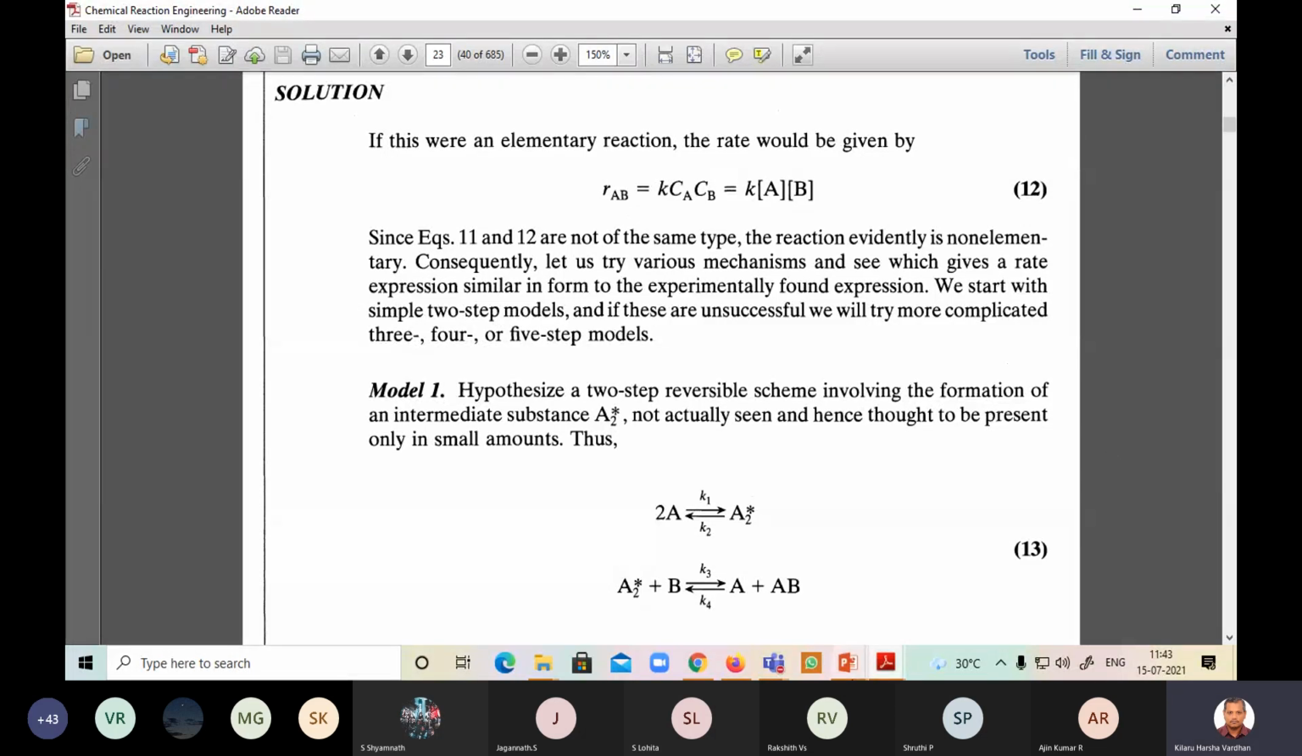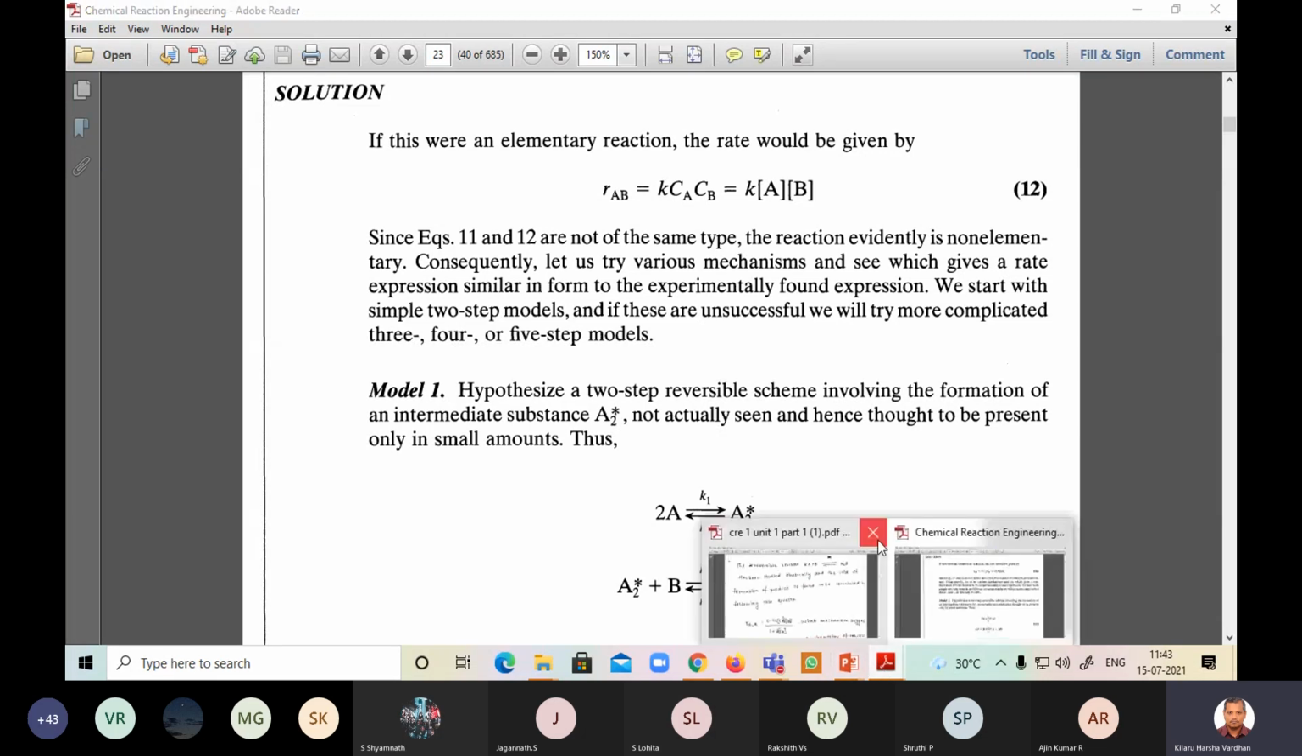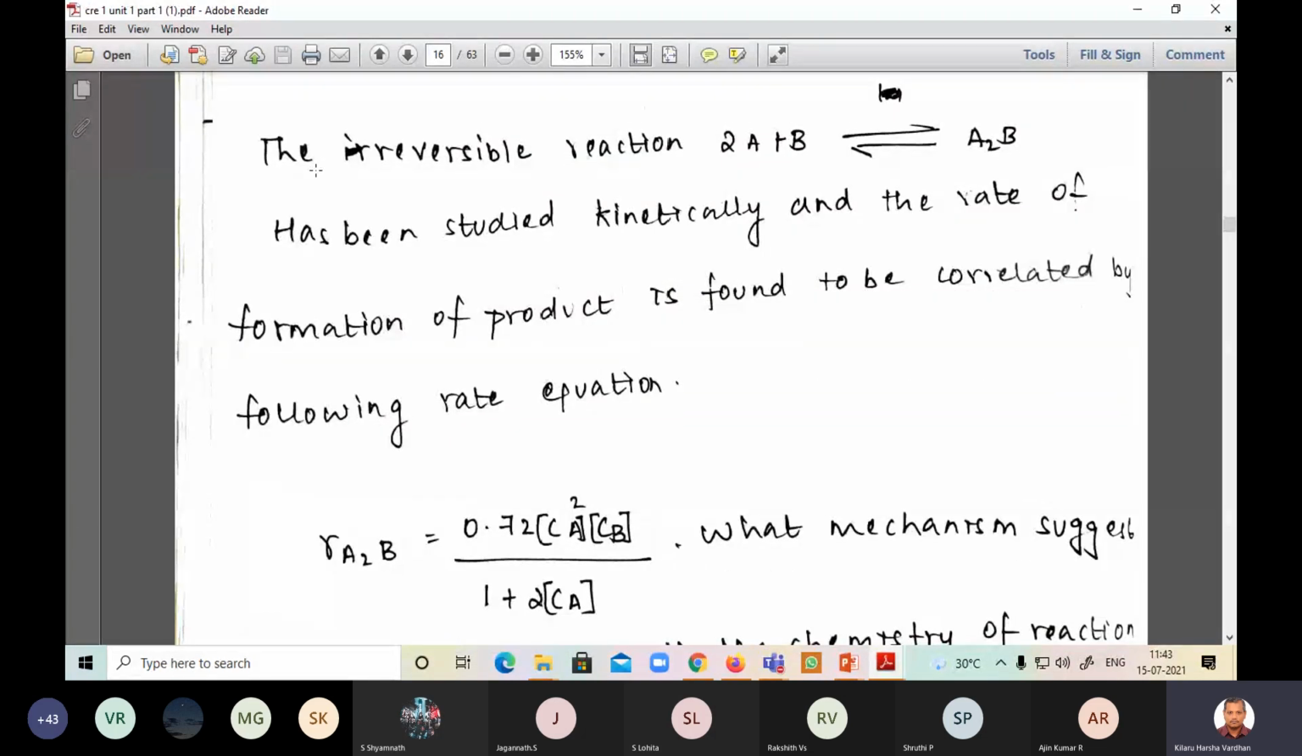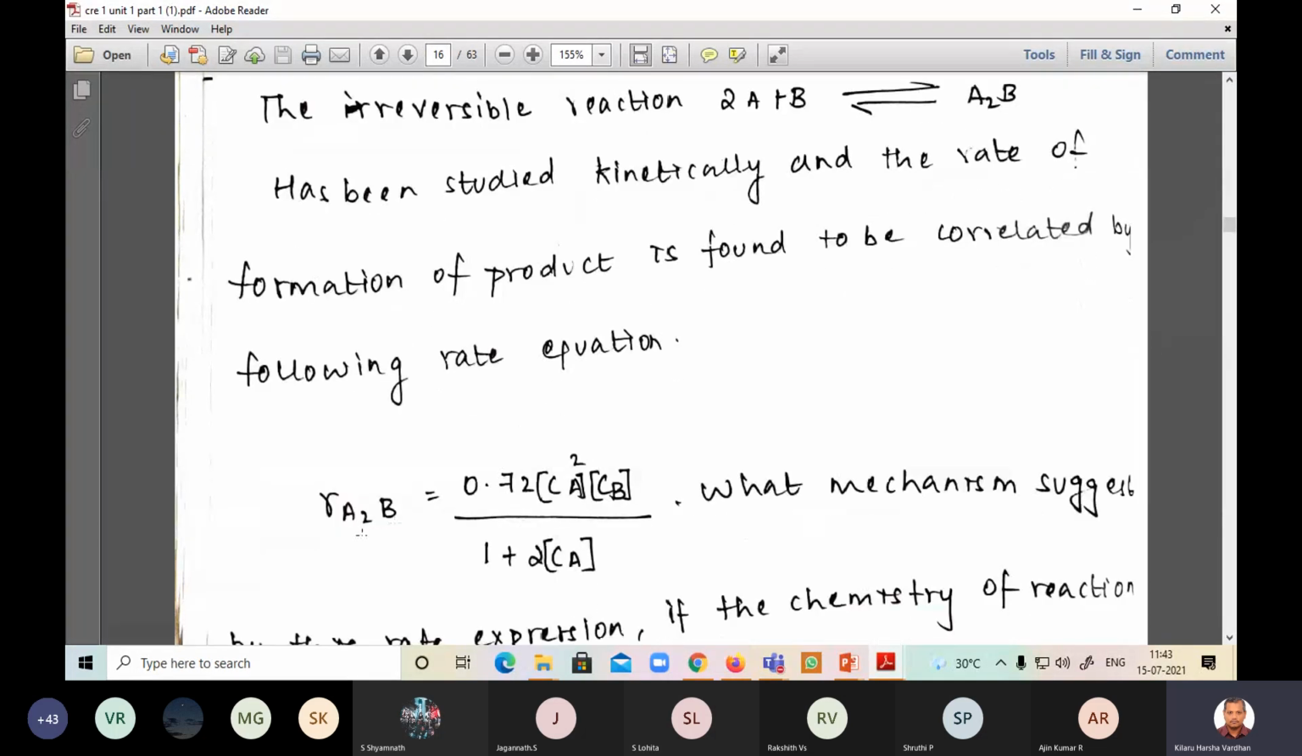There is a reaction, or you can use the same problem. I'll just show you. So this is an irreversible reaction, 2A plus B gives A2B. It has been studied kinetically, and the rate of formation of the product is found to be correlated by the following relation. So there is a reaction like this, and he is writing the formation of A2B. A2B is the product. He is giving you the rate: rate of A2B is 0.72 CA squared CB by 1 plus 2 CA, where C is the concentration.